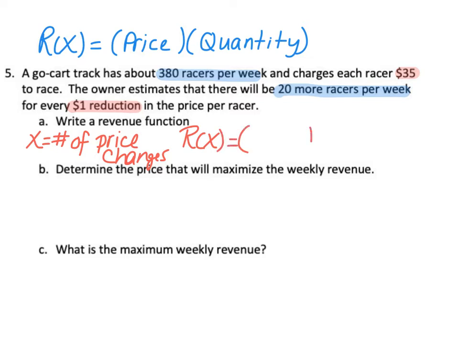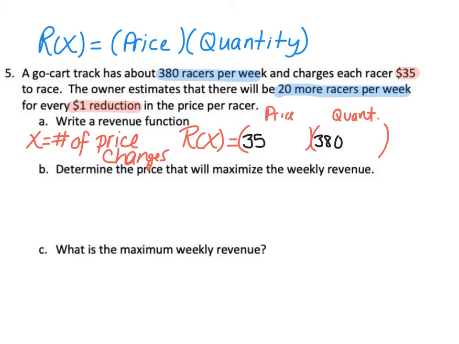I open up 2 sets of parentheses, large enough to do a little bit of math here. So if I do price first and quantity second, you'll see it flip-flopped. It doesn't really matter. You could do quantity times price. Just keep your numbers straight. So the price is $35 and 380 racers show up, right? 35 times 380.